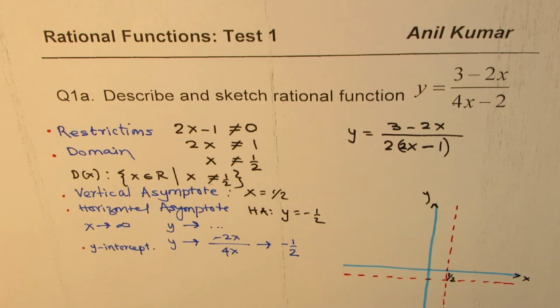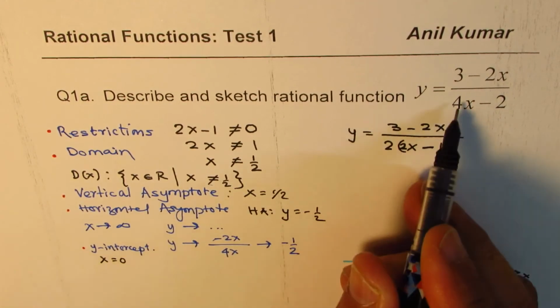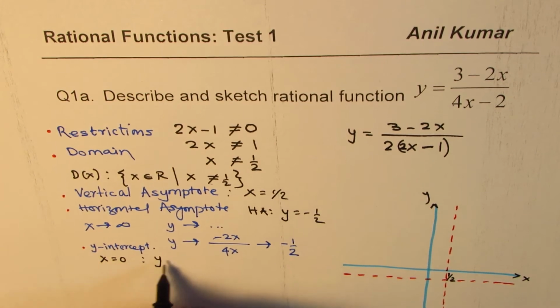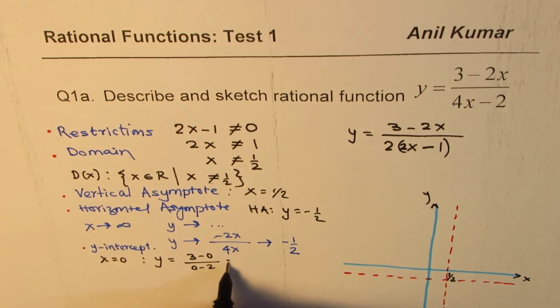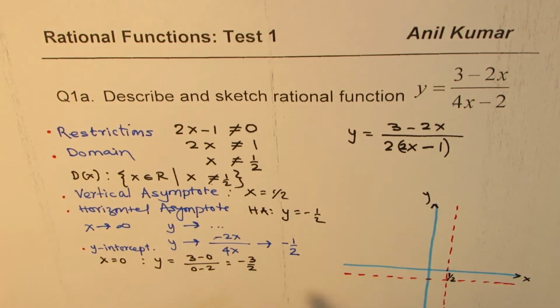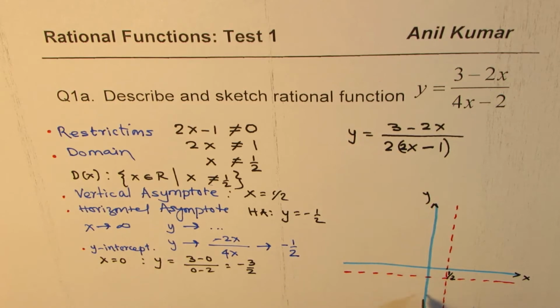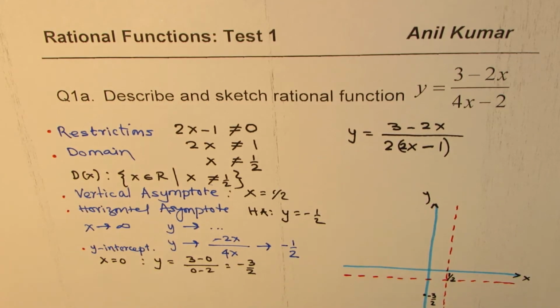The y-intercept is when x equals 0, right? So that is x equals 0. If I write x equals 0, I get y equals (3 minus 0) over (0 minus 2), or it is minus 3 over 2, right? So minus 3 over 2, if this is half for us, let's say this is minus 3 over 2. So that becomes the y-intercept.